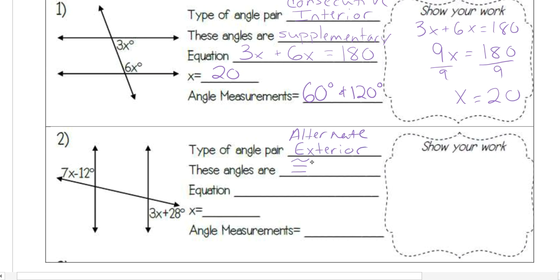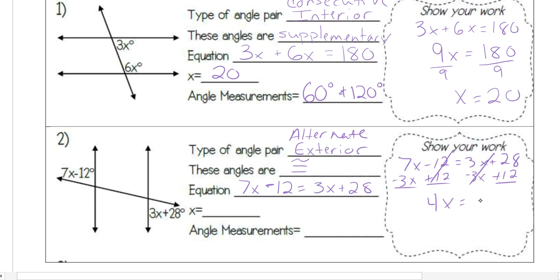So if they are congruent, that means that whatever the measure of 7x minus 12 is, that's going to be the same as 3x plus 28. So my equation would set those equal to each other. And then we would solve. So 7x minus 12 equals 3x plus 28. If I add 12 to both sides, and I subtract 3x from both sides, that gives me 4x is equal to 40, which leaves me with a value of x equals 10.